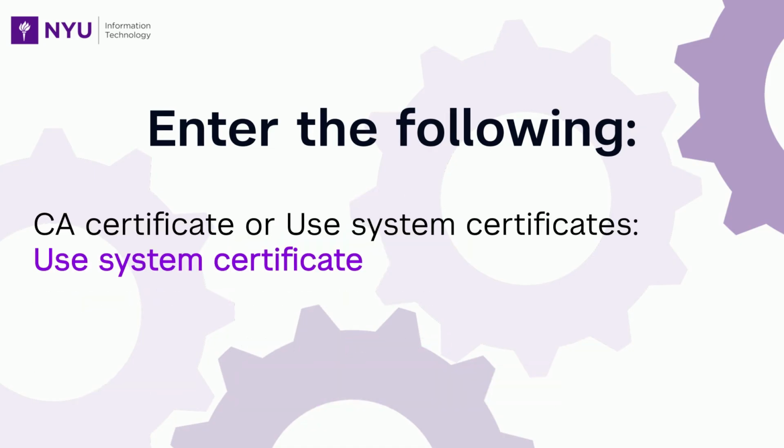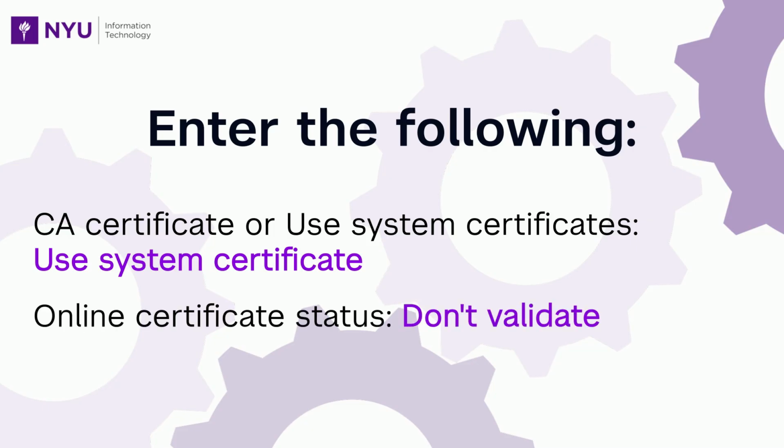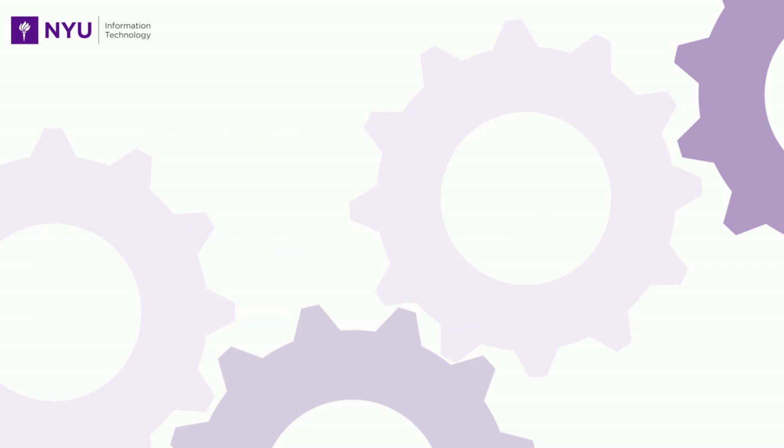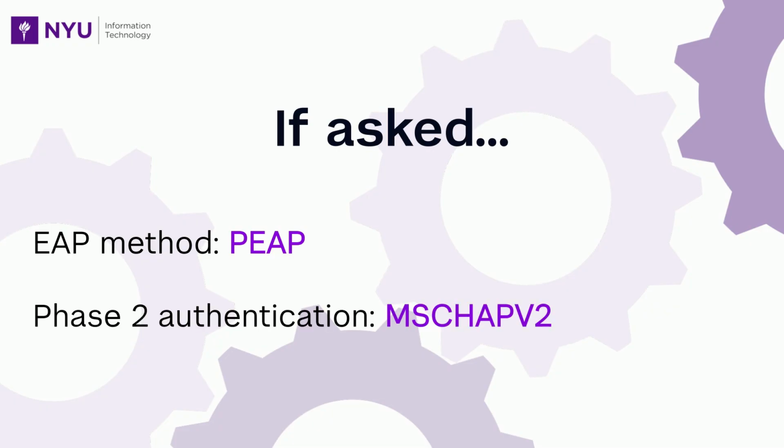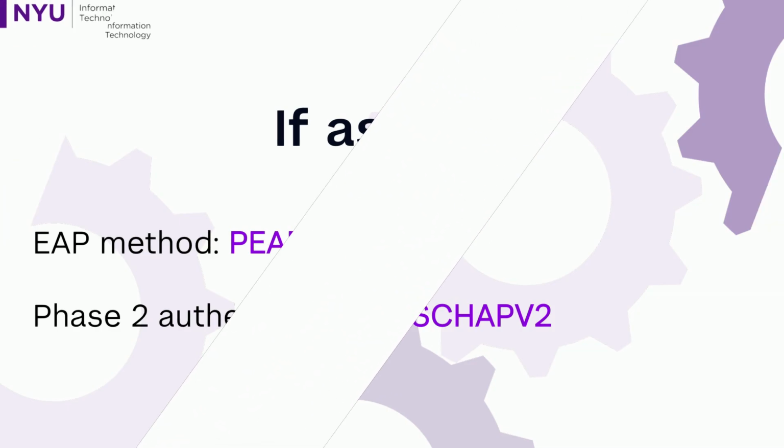For CA certificate or Use System certificates, select Use System Certificate. For online certificate status, select Don't Validate. For domain, enter nyu.edu. If asked for EAP method, select PEAP, and for Phase 2 authentication, select MSCHAPV2.